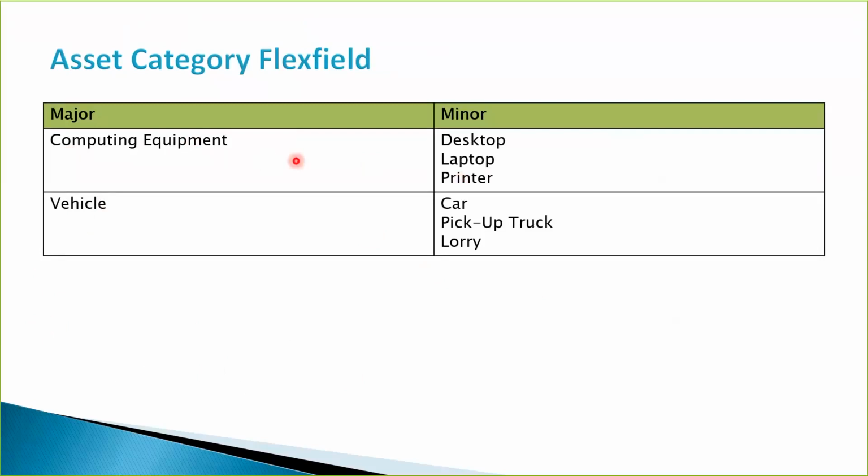So under computing equipment, you'll have a value set. Under computing equipment, you'll have desktops, laptops, printers, okay? Under vehicles, you will have subcategories of a car, a pickup truck, a lorry, maybe you have trailers and stuff like that.